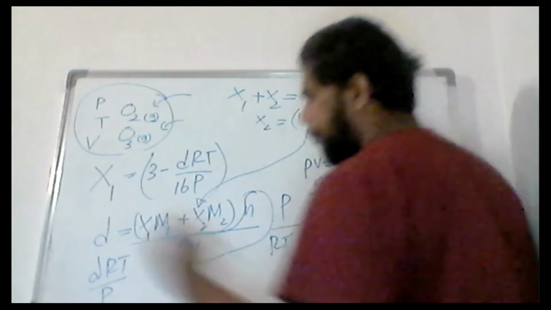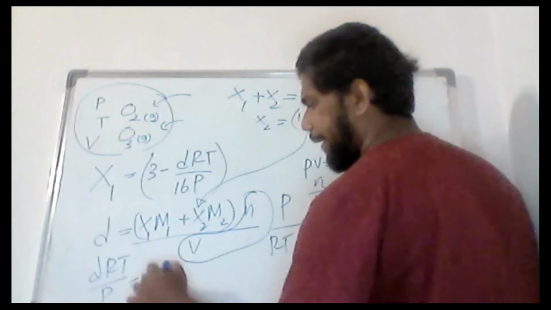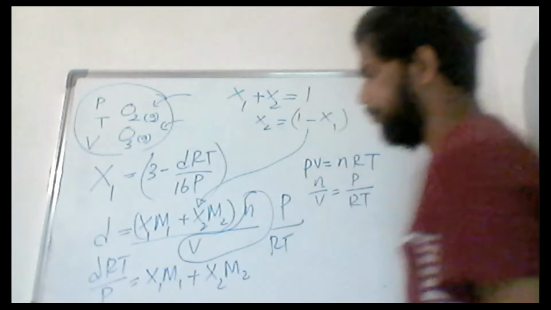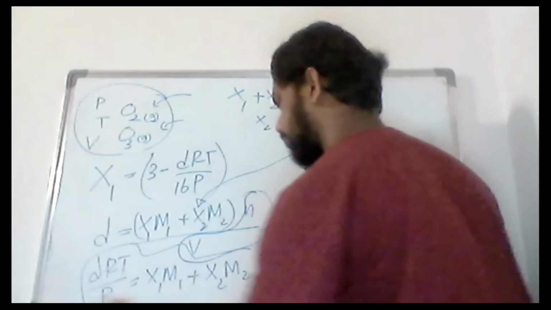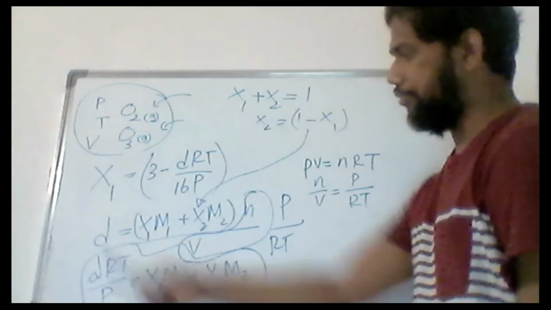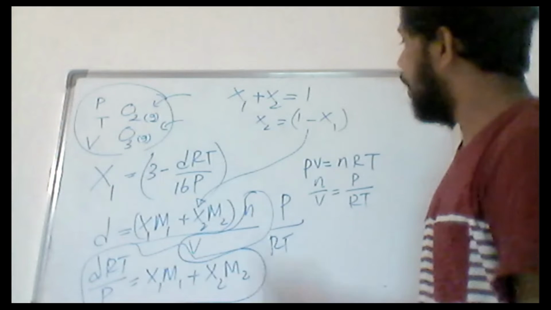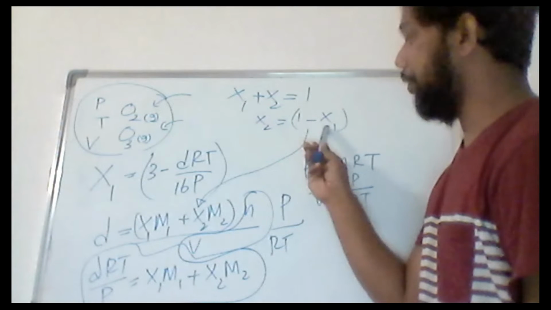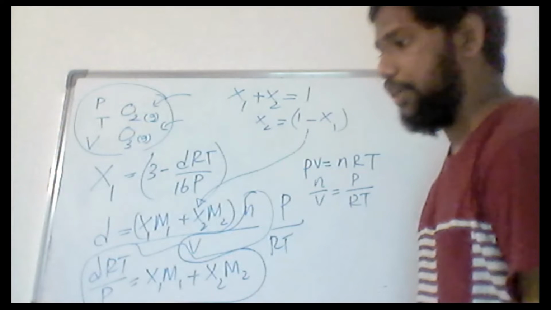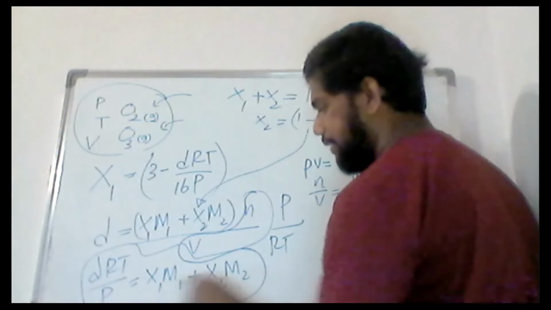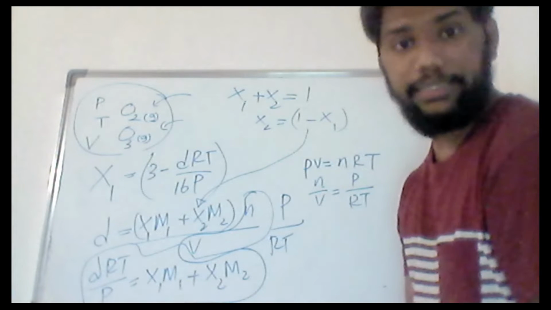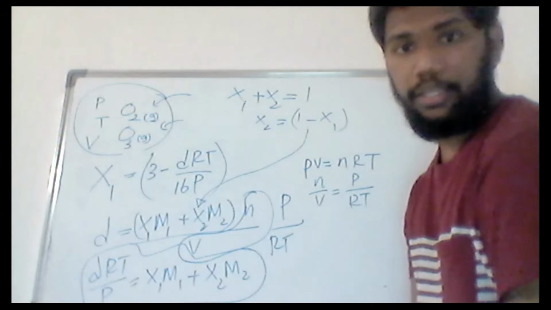So dRT over P will be equal to x1 m1 plus x2 m2. I have this equation. The final equation is this. Now I told you I can substitute this here. And at the same time, now I need to replace this m1 and m2. How can I do that? That's my next idea.